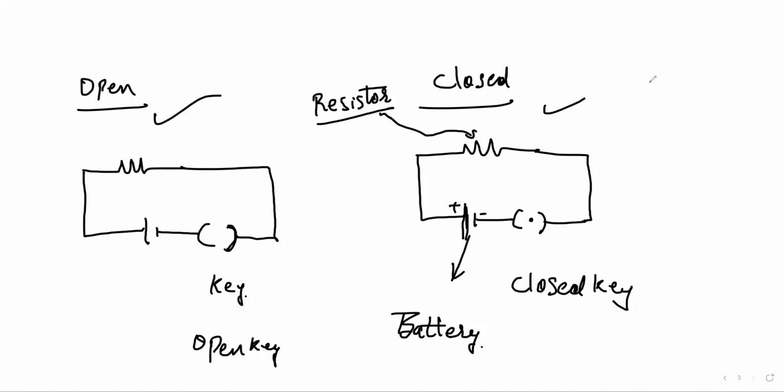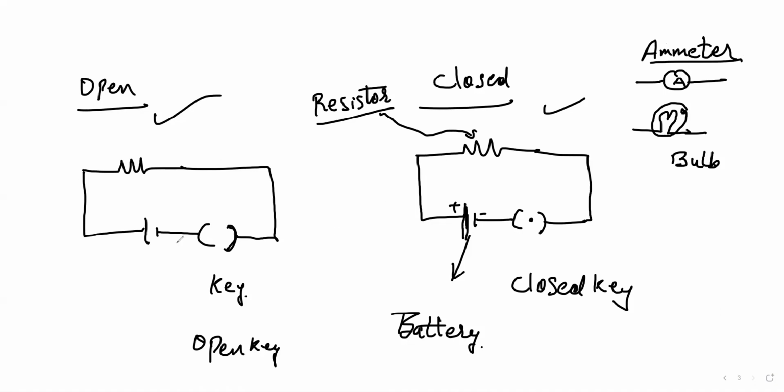Now, what are the symbols you know? The bulb. It's the curly line. What are these? The first one is a bulb. The second one is a bulb. The second one, the bulb is glowing, sir. And the first one? I don't know. Ammeter. Yes, sir. Ammeter is the instrument to measure the flow of current. So, how much current is flowing in the circuit is measured by the ammeter.